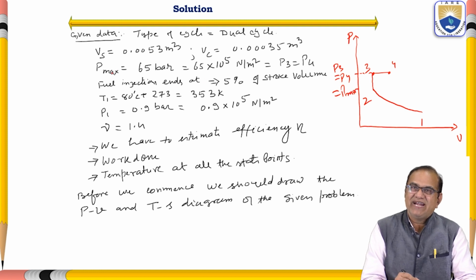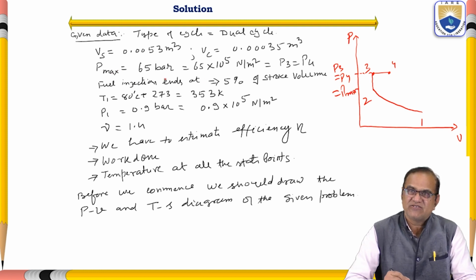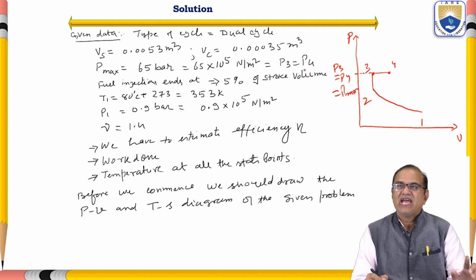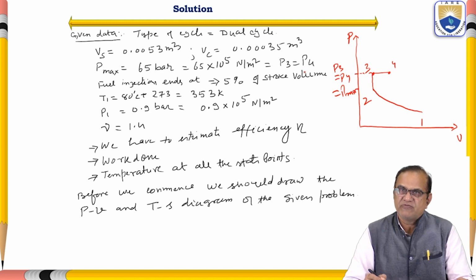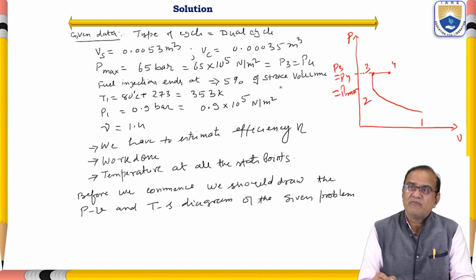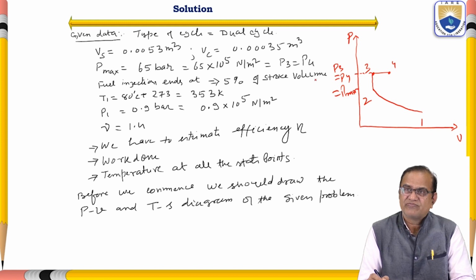So here we can write that P maximum is given as 65 bar. This shows that it is P3, and this is also P4. And this is given as 65 bar, that is 65 into 10 to the power 5 Newton per meter square. And P3 is equal to P4. Now the fuel injection ends at 5% of stroke volume.